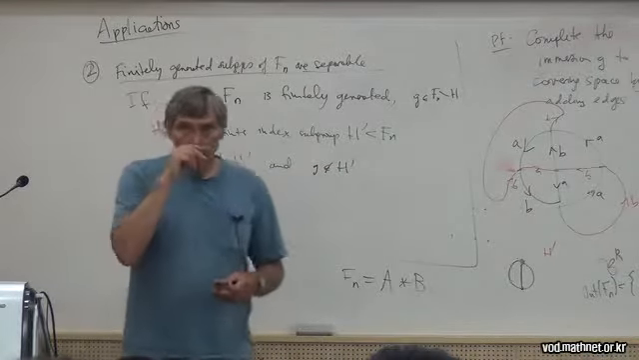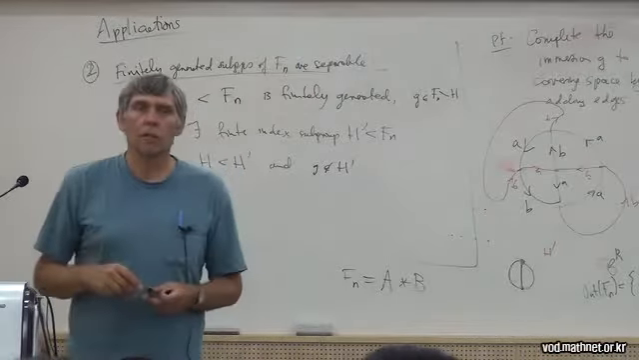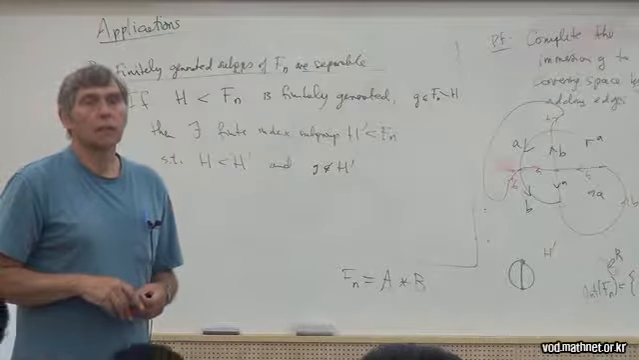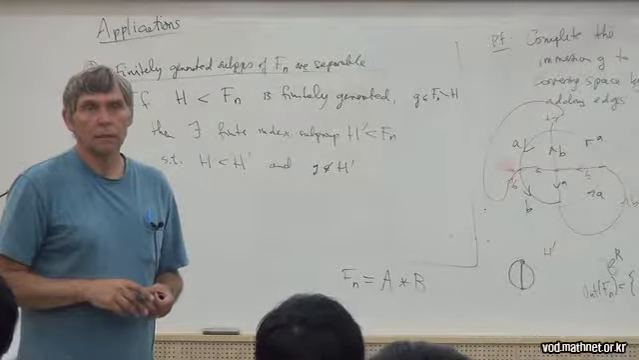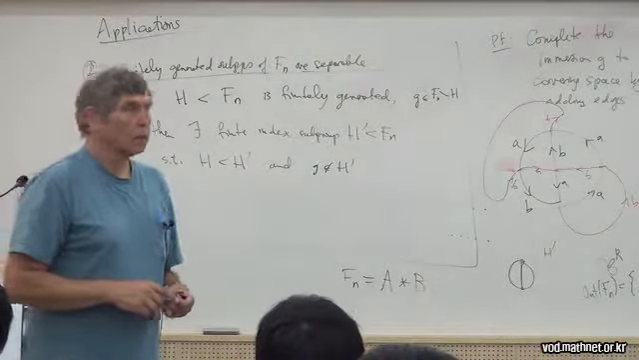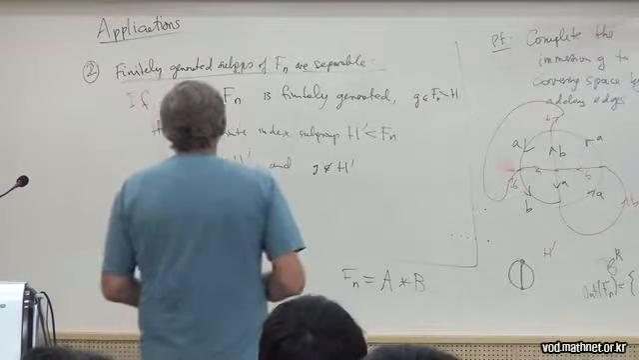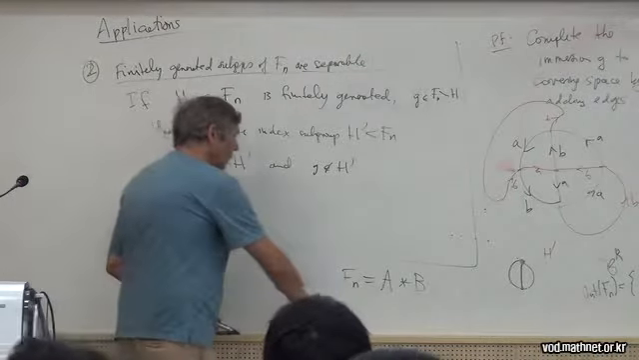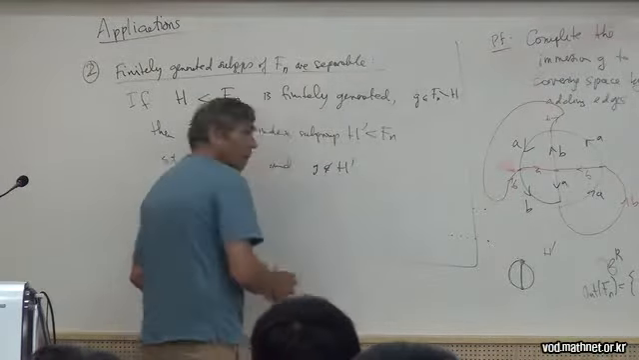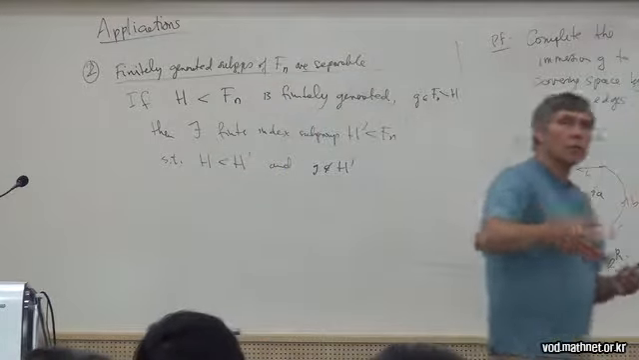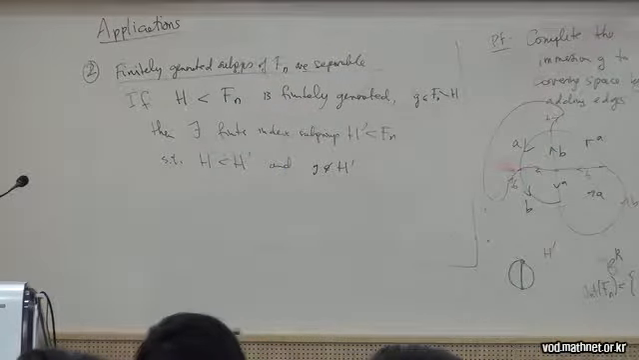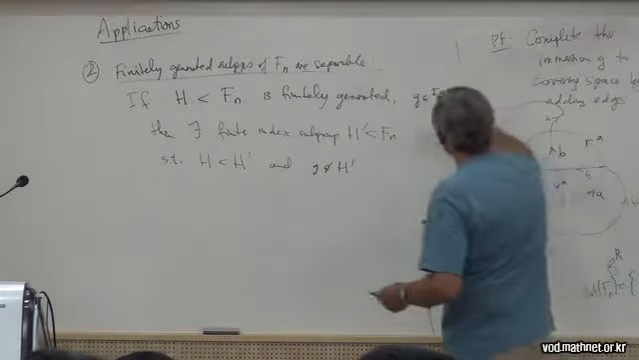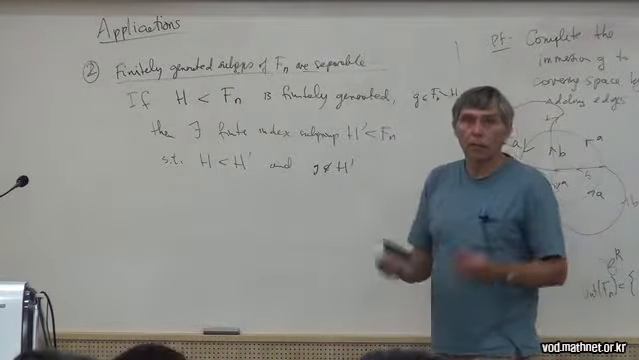In other words, if I take the intersection of all finite index subgroups that contain H, I will get exactly H, not anything else. And that's expressed by saying that finitely generated subgroups of Fn are separable. You can separate them from elements. This is like in topology, when you separate closed sets and points. You can separate a finitely generated subgroup from any element outside by a finite index subgroup.